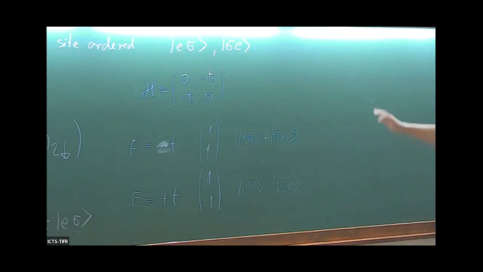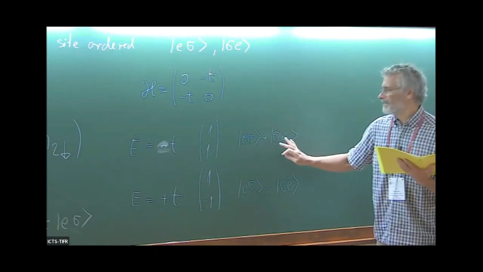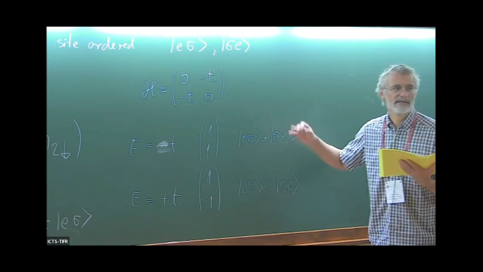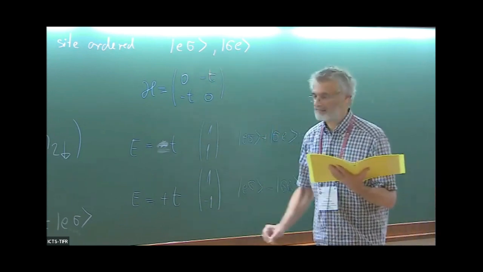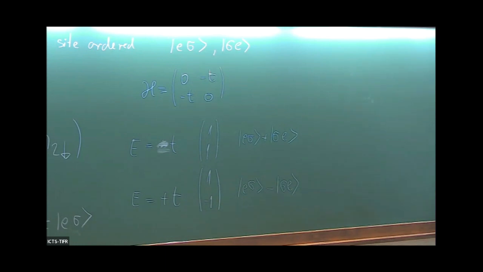Okay, so we see that we have a parity plus and parity minus solution for the single electron. Now Niels wants to know what happens if we have 2 electrons.